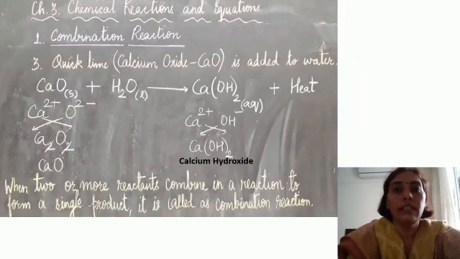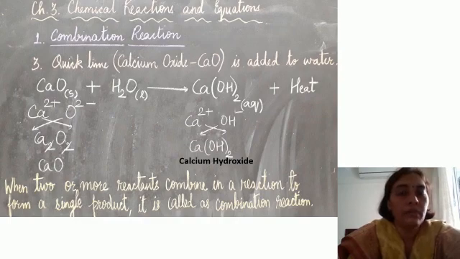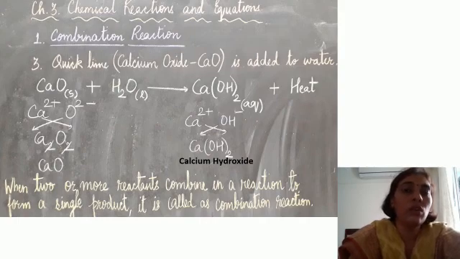Coming to the third and the last example of combination reaction, it's calcium oxide reacts with water. Calcium oxide is also called quicklime. It is solid, and so we have written CaO, that is solid, reacts with water, that is liquid, and the product that it is forming is calcium hydroxide, that is Ca(OH)2. Calcium hydroxide is also called slaked lime.